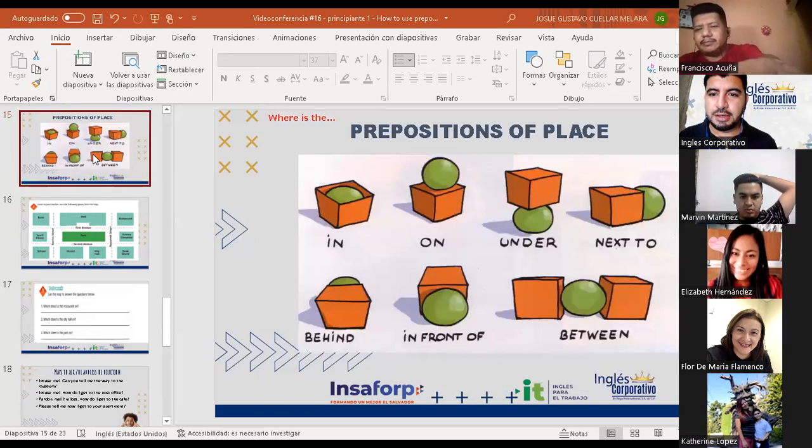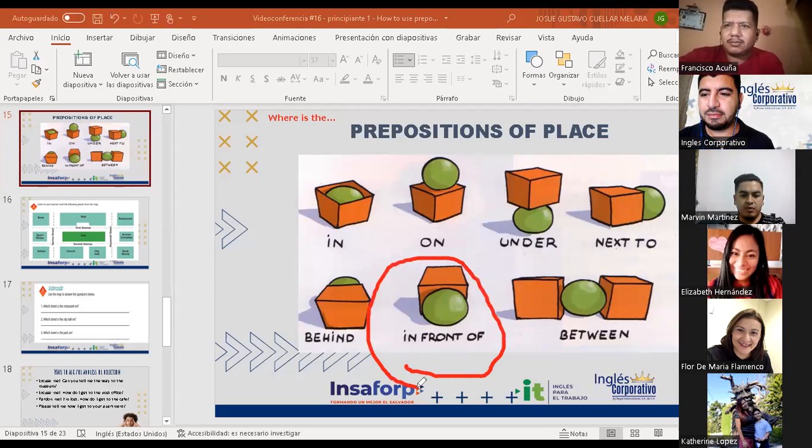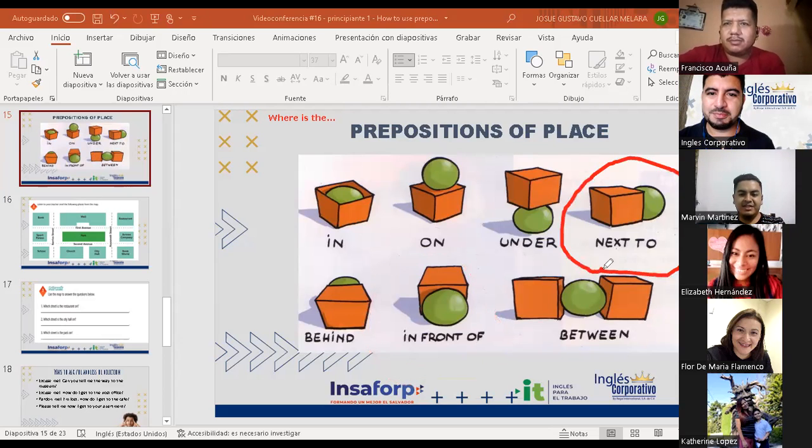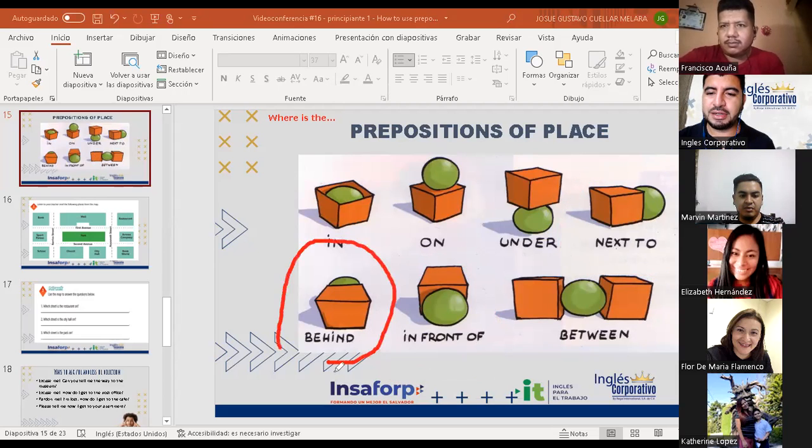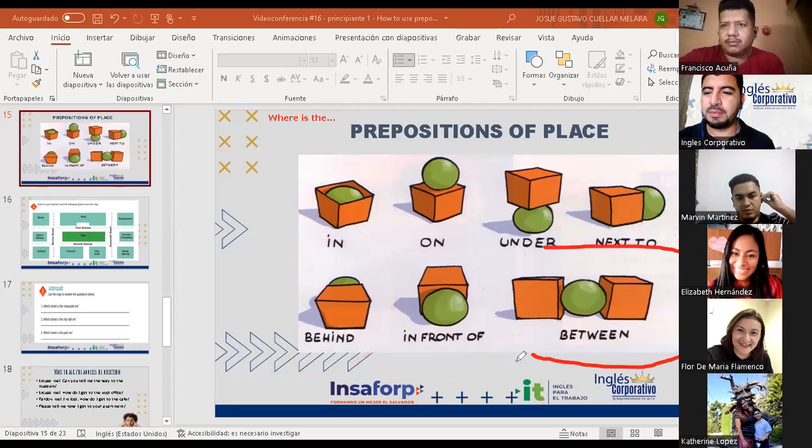Correcto. Tenerlas escritas. Las que van a utilizar principalmente es in front of, enfrente, o la vieja confiable, next to, a la par. Y la otra puede ser behind, atrás. O puede ser between.